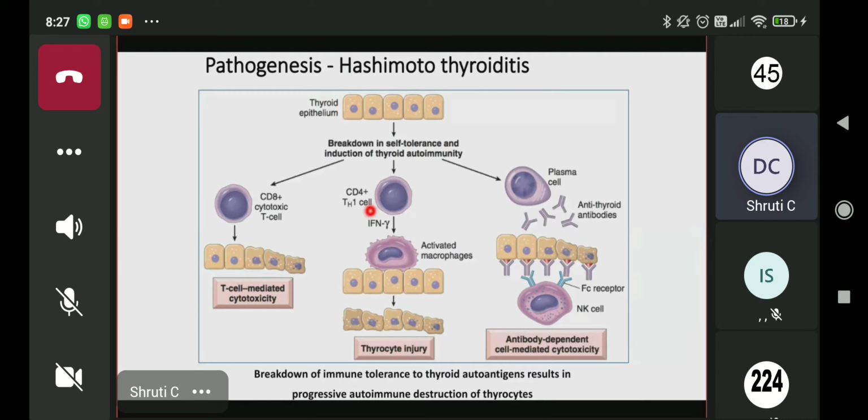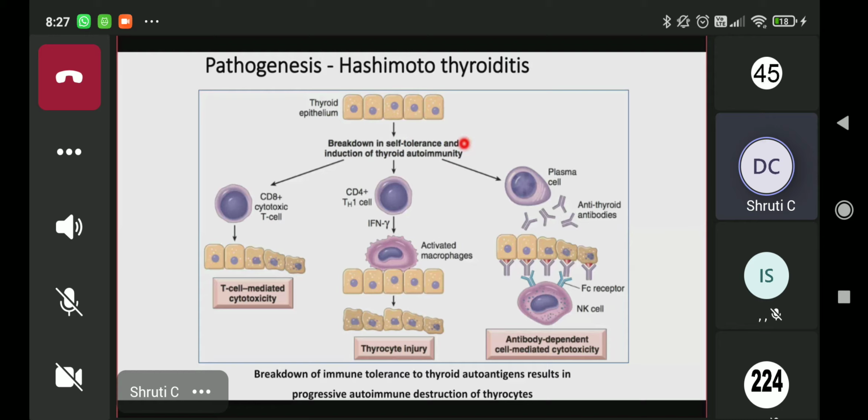Okay, so these T cells become hyperactive. Either the CD8 cells, which are cytotoxic T cells, will lead to T cell mediated cytotoxicity of the thyroid follicular epithelial cells, or the CD4 cells, which are the helper cells, will recruit the macrophages through interferon gamma, and these macrophages will cause injury of the thyroid follicular epithelial cells.